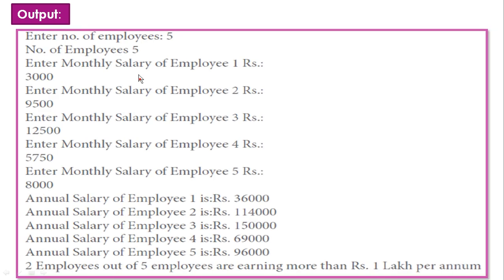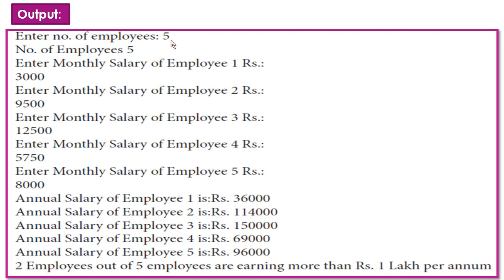This is the output of this program. Here, enter the number of employees. Here we are giving 5 as the number of employees. Each employee's monthly salary is taken from the keyboard by using these statements. This section prints the annual salary of each employee, and the final statement finds the employees whose annual salary is greater than 1 lakh.